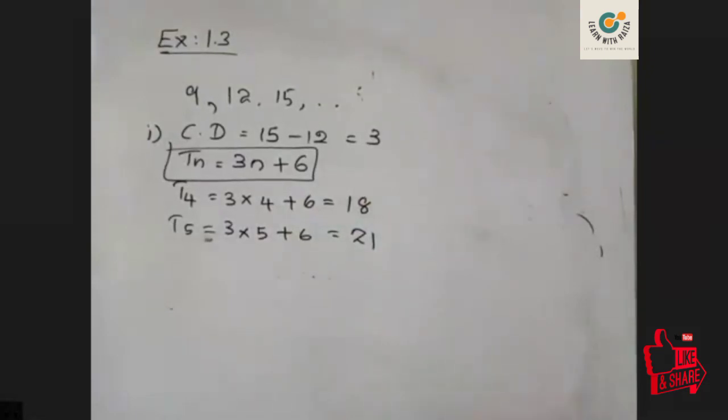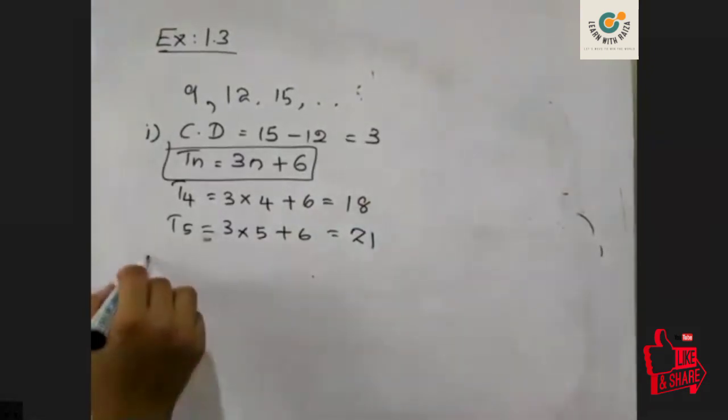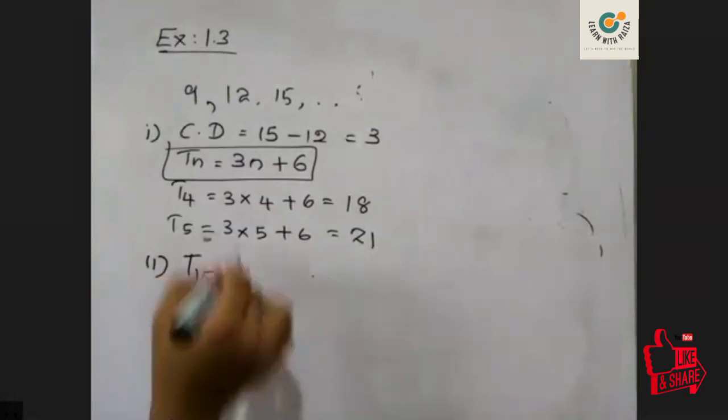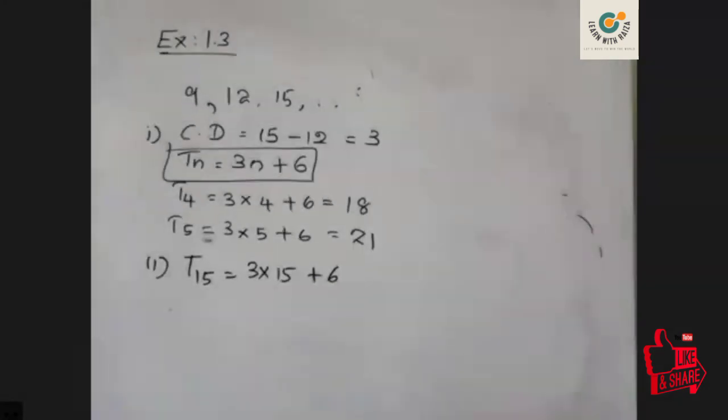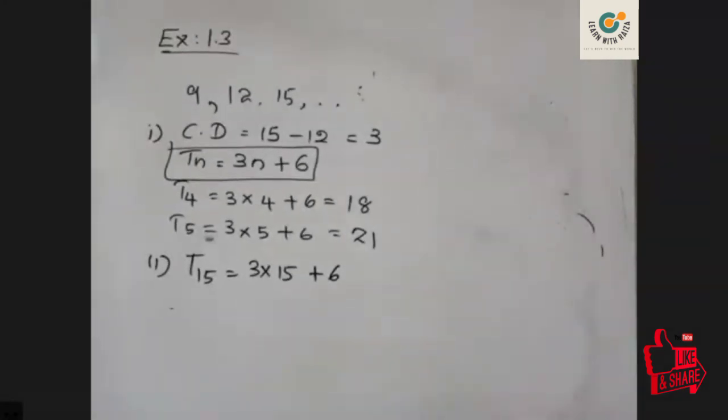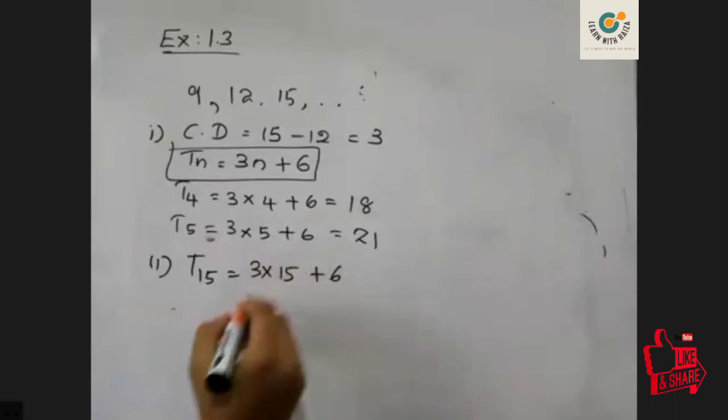Okay. Now, how many seats are in the 15th row? Roman number 2. T15. The general term is there, so now it's easy. Just multiply and add, right? So 3 times 15, you get the value, add 6. So you are getting 51, right?